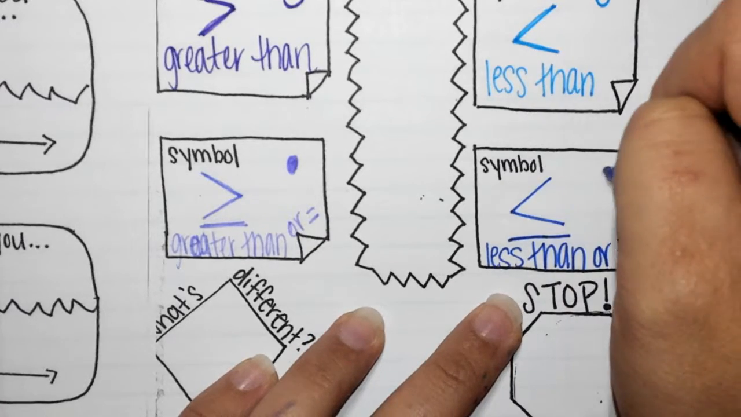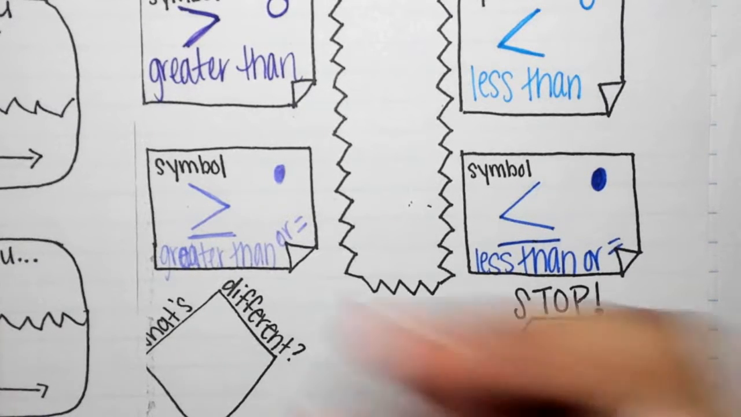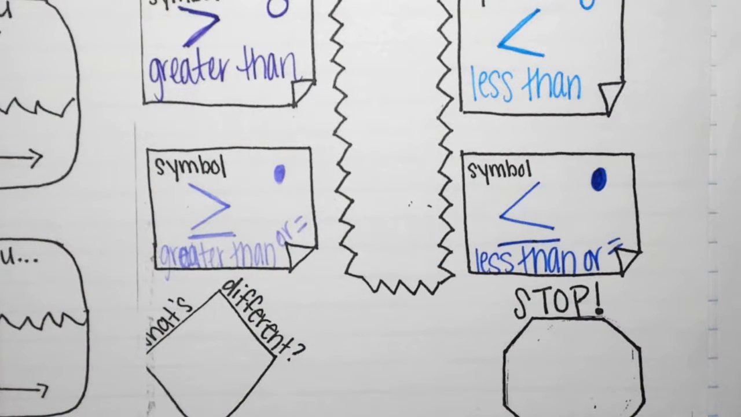Exactly. Now, you solve inequalities just like you do equations. So if I have x plus 3, we're going to subtract 3. If I have x minus 9, we're going to add 9. But there is something that happens when you multiply or divide by a negative. Does anybody remember?